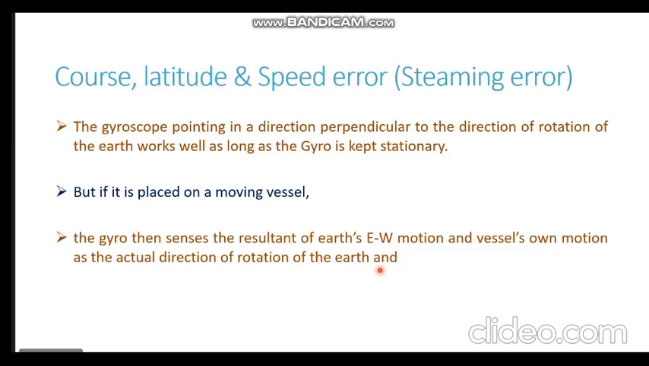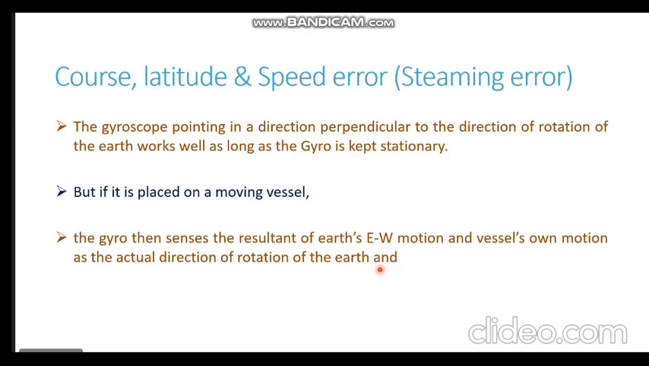If the gyro is placed on a moving ship, now the ship is moving, the Earth is moving. As viewed from space, if you have a look at the motion of the ship, you see it has two components now. One is the rotation of the Earth, and second is the motion of that particular ship. And with respect to space, the motion of the ship will be the resultant of both these components.